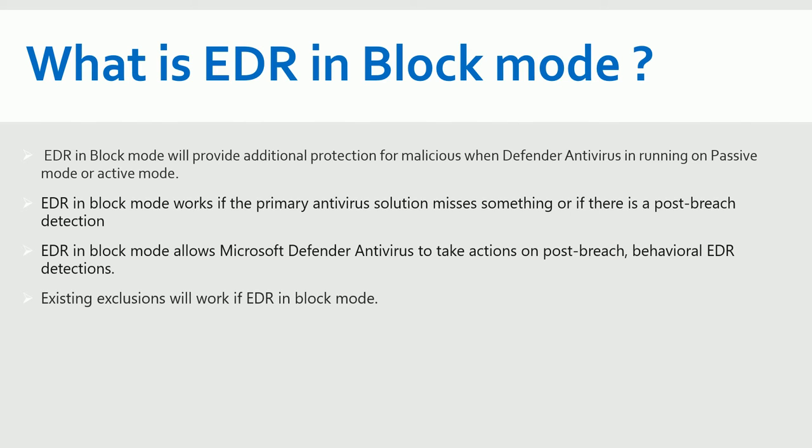Now, I have written a few answers here. Existing exclusions will work in EDR if EDR is in block mode. Suppose you are running Microsoft Defender and you put in some exclusion, so that exclusion will be applied during EDR scanning when you are running EDR in block mode. In a similar way, if you have Symantec antivirus, McAfee, Trend Micro, or any other, and you put some exclusion in that, EDR will exclude those particular files.